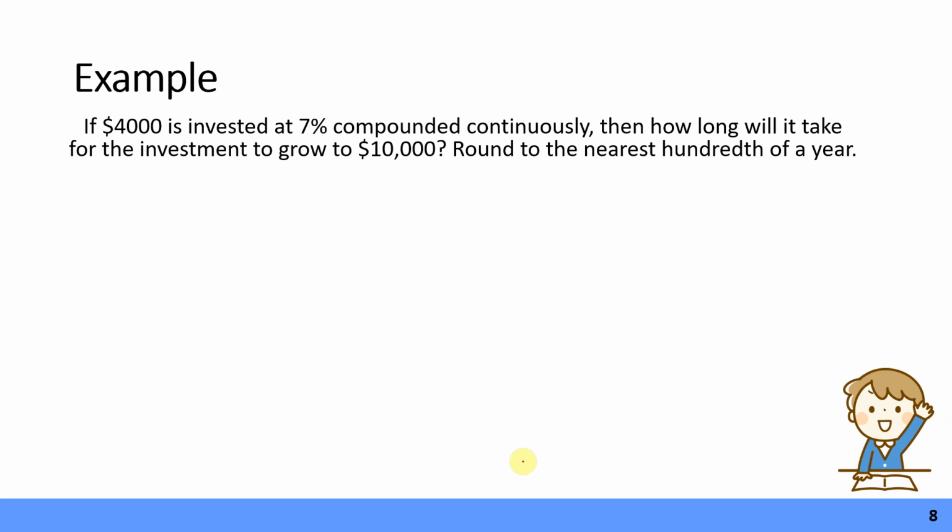So again, let me just read the problem one more time. You start off with $4,000 invested at 7% compounded continuously. And the question is, how long will it take for your account to grow to $10,000? So that's actually something I'm interested in, right? I want to know, is it really worth it? Like, how long will it take for me to have $10,000?